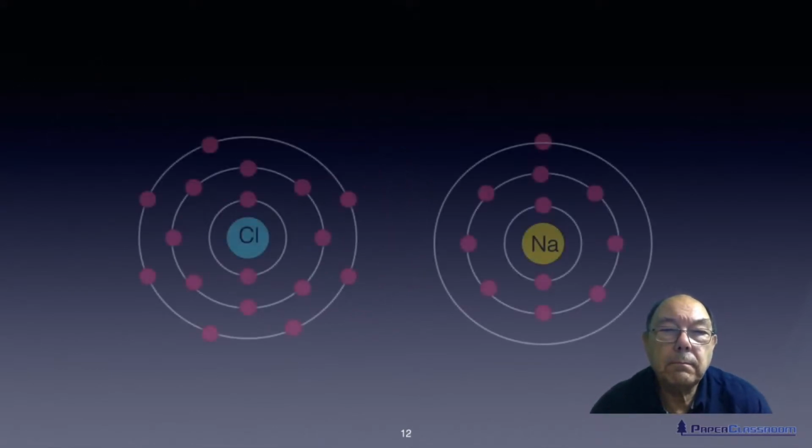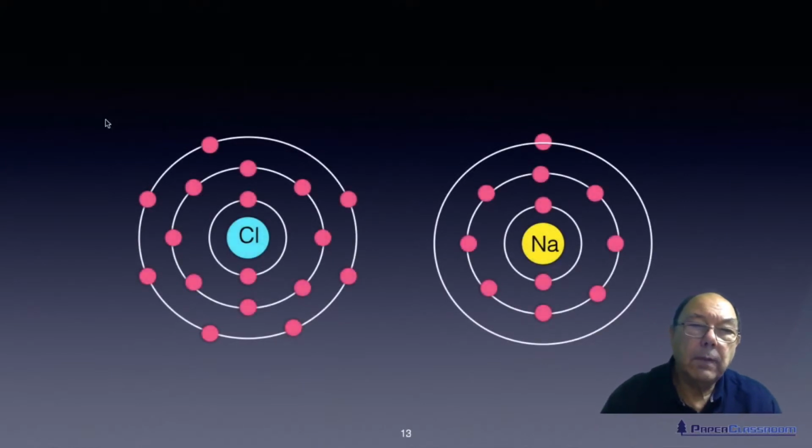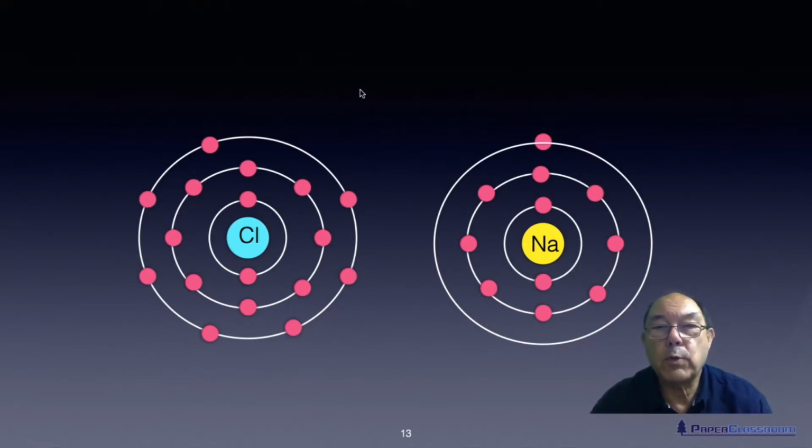Okay, so we'll put these 2 atoms together now. So here we have the chlorine atom. Here we have the sodium atom. This does not want that electron. This would love to have an electron. So guess what happens? That's right. The electron goes over.